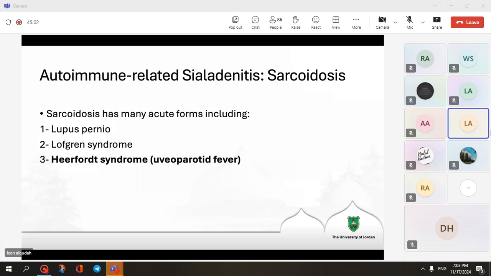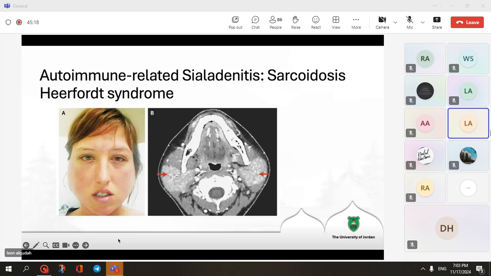Heerfordt syndrome is the one that we are concerned with. It's also called uveoparotid fever. These patients will have facial paralysis. They will have bilateral parotid enlargement, and they will also have uveitis. This is the typical presentation of Heerfordt syndrome, also known as acute sarcoidosis and uveoparotid fever.